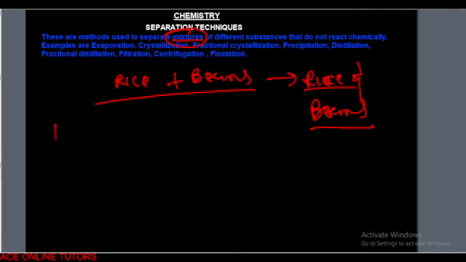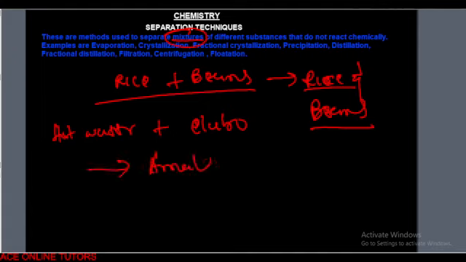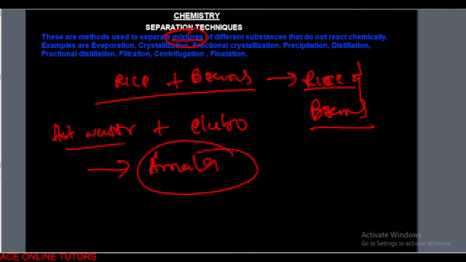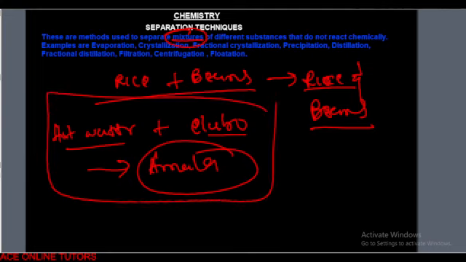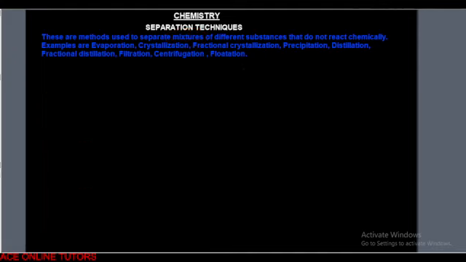Rather than when you mix hot water with elubo, which is yam flour, what will it become? It will become amala. Now can you separate this amala back to hot water and elubo? It is not possible, because this one is not a mixture. They have reacted chemically together, so it is now what? A compound. It is now a compound.